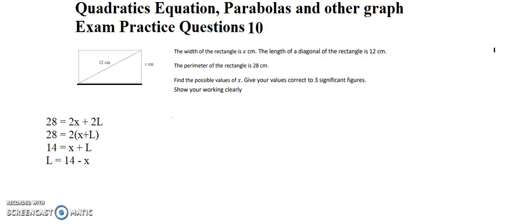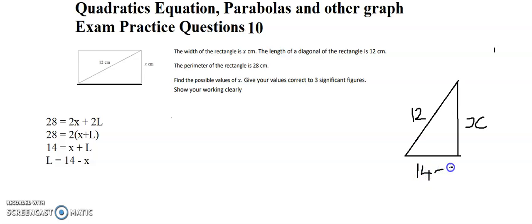So if I look at my triangle again, I know that my hypotenuse is 12. I know my height is x, and I know my base is 14 take away x. And I can use Pythagoras' theorem now. a squared, 14 minus x in brackets squared, plus b squared is equal to c squared, 144.